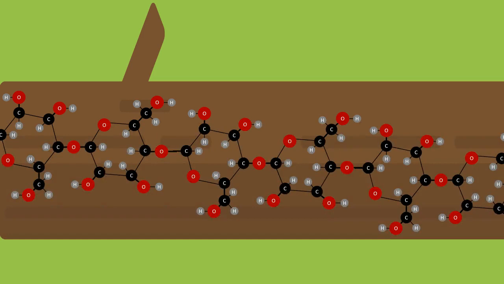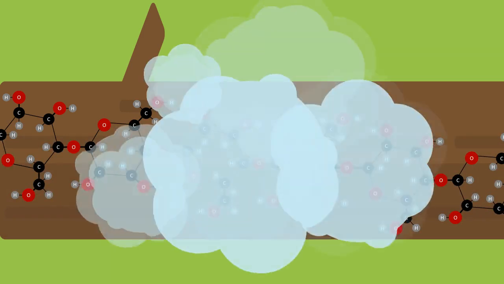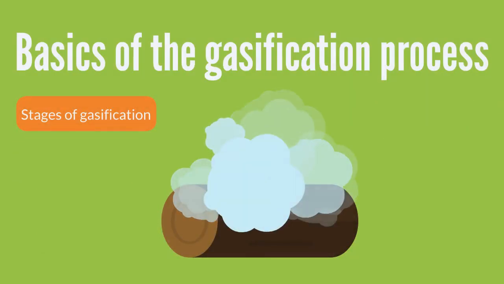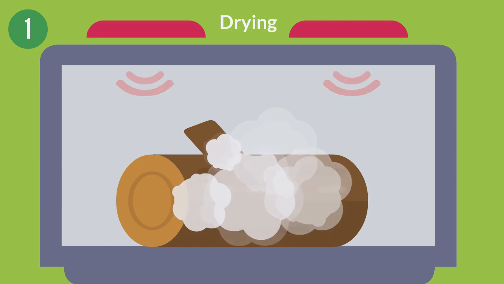Let's study in detail how the complex structure of wood can be converted into a fuel gas or synthesis gas. Let's start studying the stages of gasification. Like in combustion, the first stage of gasification is drying. When wood is heated, it dries until all the water is vaporized.